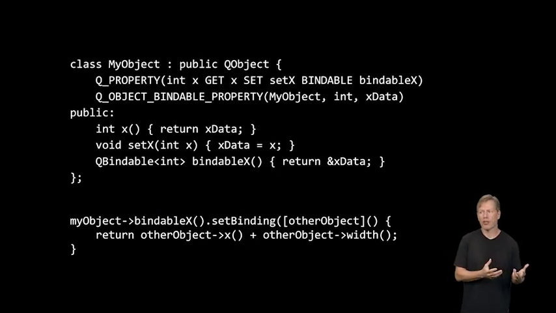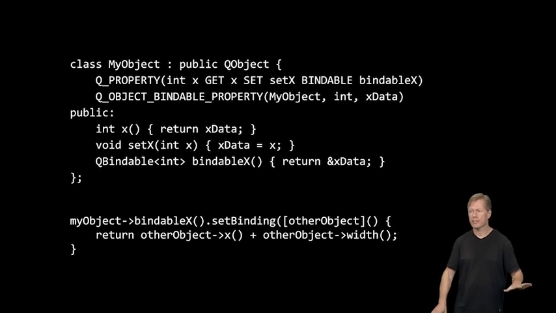Here's how an implementation of a proper bindable property looks now in a QObject subclass. You basically use, as always in Qt5, the Q_PROPERTY macro to mark that property. Let's say the int property is called x, so you have an int x. The getter is x, the setter is setX, and then the new thing here is the BINDABLE tag, where you say this is bindableX, which gives you basically the binding information.